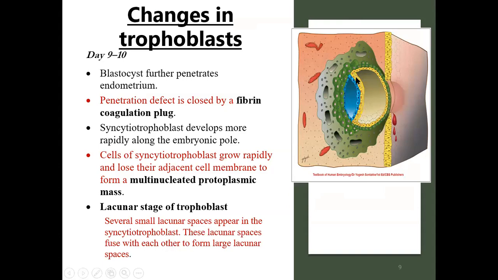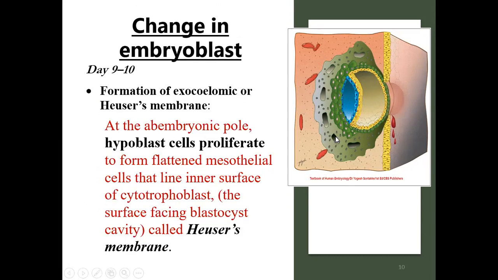Now, what are the changes in the trophoblast? The blastocyst further penetrates the endometrium. The penetration defect, as I have told you, is sealed by the fibrin plug. The syncytiotrophoblast develops more towards the embryonic pole. The cells of the syncytiotrophoblast grow rapidly and lose their adjacent cell membranes to form a multinucleated protoplasmic mass. Now, there is a lacunar stage in the trophoblast. Small lacunae develop in the syncytiotrophoblast, and these lacunar spaces fuse with each other to form large lacunar spaces.